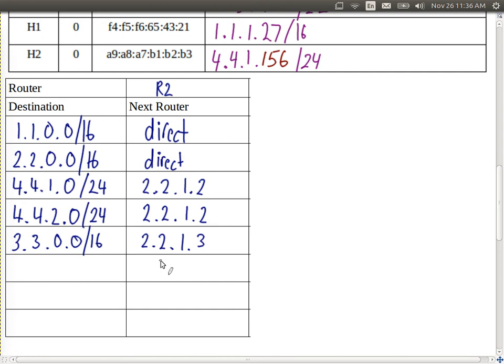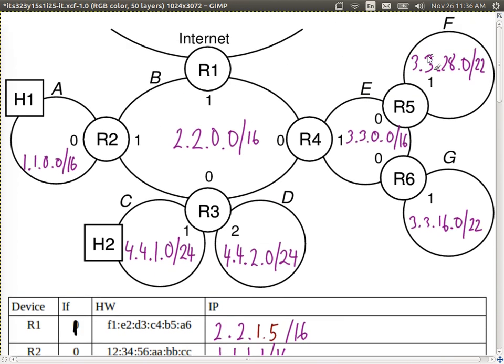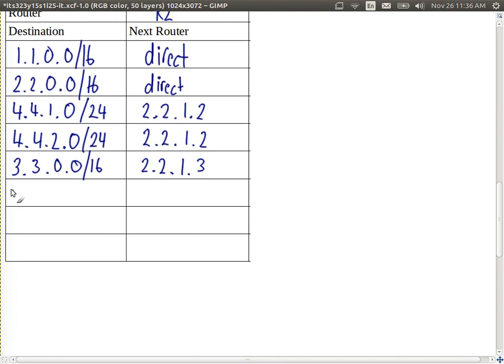Okay, so do for the last remaining subnets. So you can do for F and G, and then for the rest of the world, the rest of the internet, you can use a default route. So I'll write down for F and G. Let's have a look at them first. To reach F, 3.3.28.0/22, R2 will also send out router 4, interface 0. Similar for 3.3.16.0/22. Same next router.